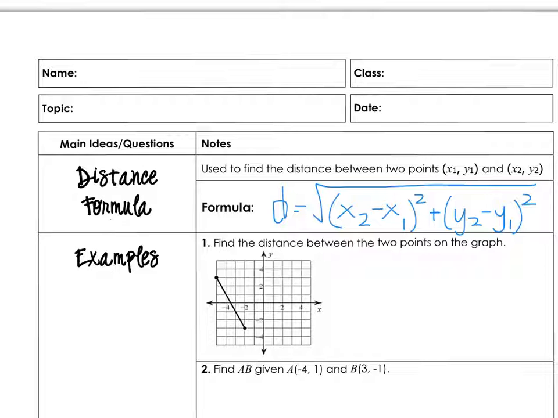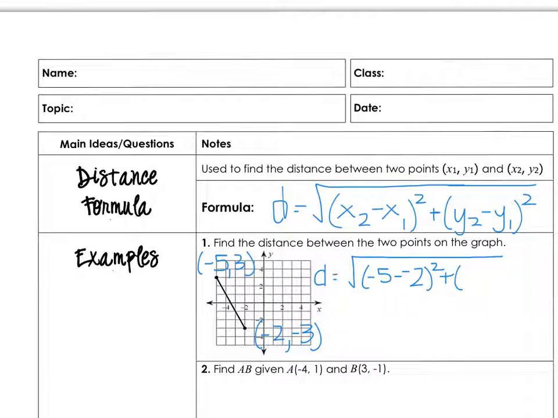So looking at our first example, find the coordinates of the 2 points. So this is negative 5, positive 3, and this is negative 2, negative 3. And then you just substitute that into our distance formula. So d equals, okay, I'm going to take negative 5 minus negative 2 squared plus 3 minus negative 3 squared.